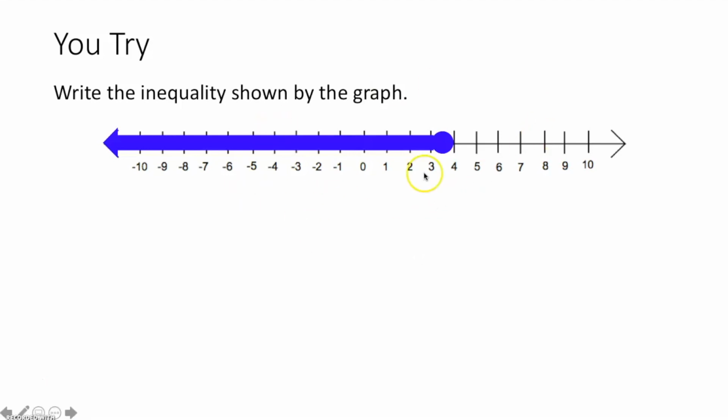Okay, again, we're given a graph and we have to write the inequality. So we start with what we're given. Are we given an open or a closed circle? Looks like a closed circle to me. So our inequality then is going to be greater than or equal to or less than or equal to. Next, are we shading to the left or right? We're shading to the left. So it's all the numbers less than or equal to this value right here. So since we're shading to the left, we know it's less than. And since it's a closed circle, it's less than or equal to.